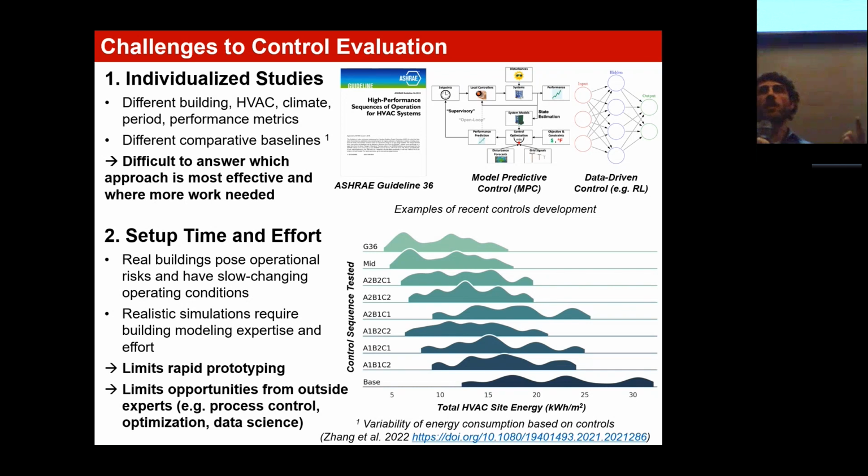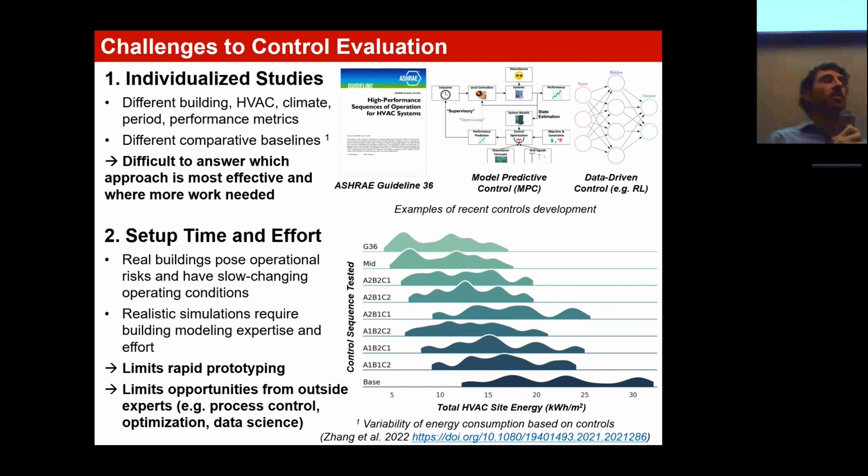The first challenge is that a lot of the studies done with these new control strategies are individualized. When you read the different studies, they involve different buildings, HVAC types, climate periods, and even performance metrics used to evaluate the control strategies. And you can even have different comparative baselines sometimes.